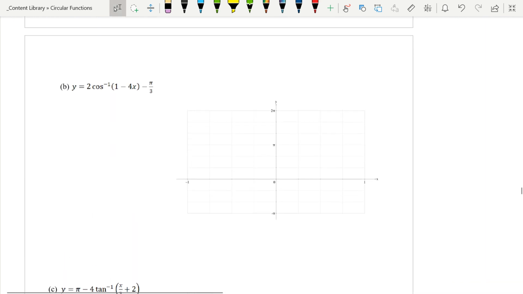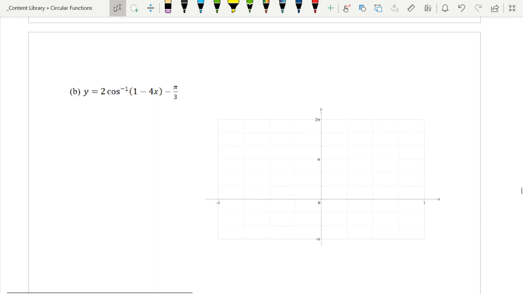Okay, cosine inverse. Okay, everyone, come on, we have two graphs to sketch. Rearrange it, only leave cosine inverse on one side. When you know what you're trying to do, it's really quick.